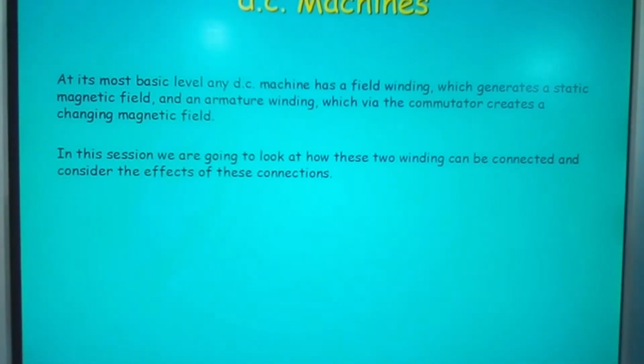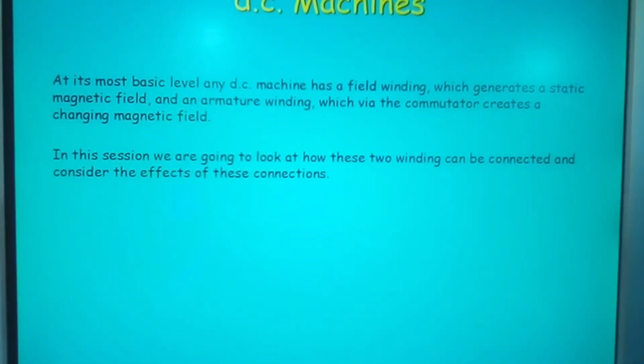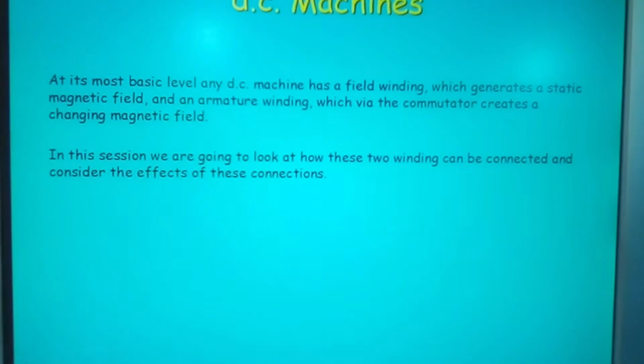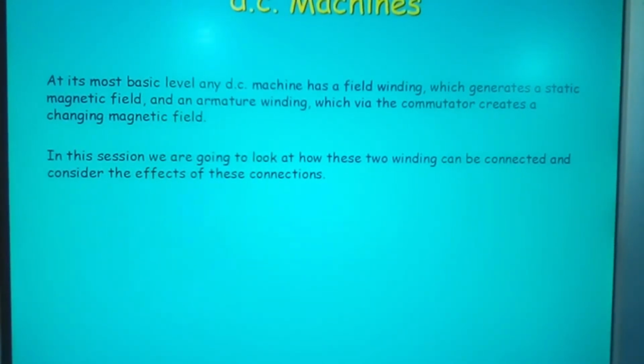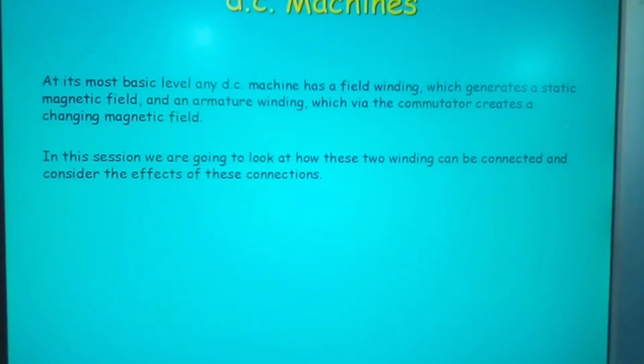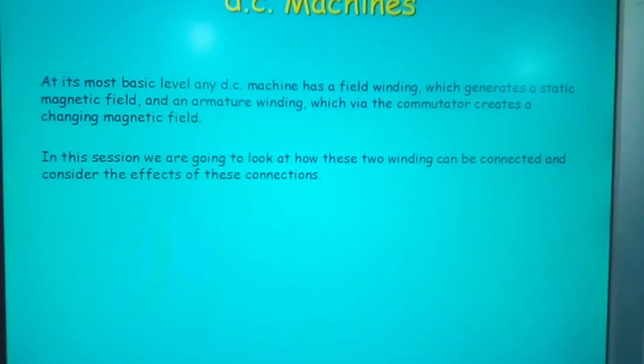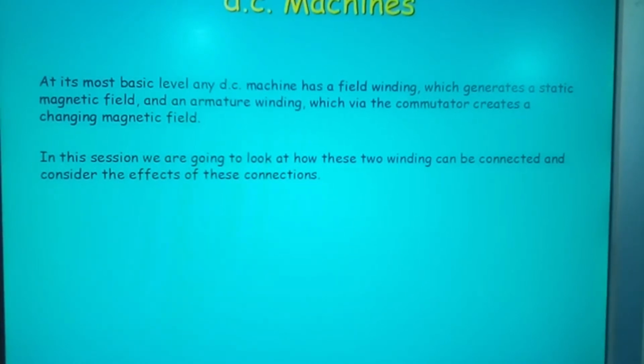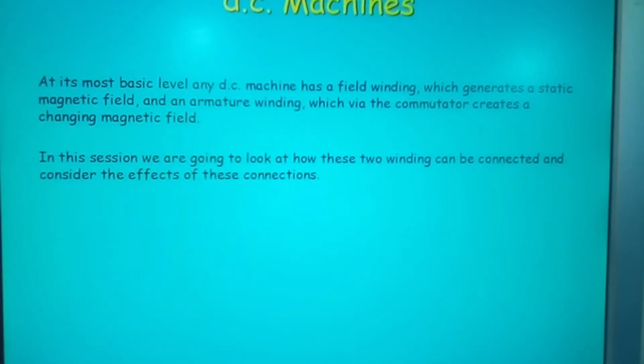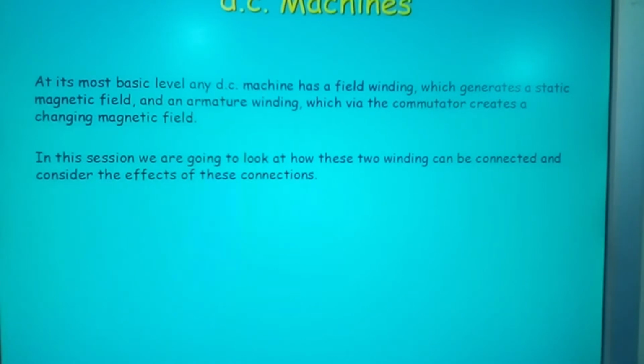DC machine. Now, at this most basic level, any DC machine has a field winding, which generates a static magnetic field, and an armature winding, which via the commutator creates a changing magnetic field. In this session, we are going to look at how these two windings can be connected and consider the effects of these connections.